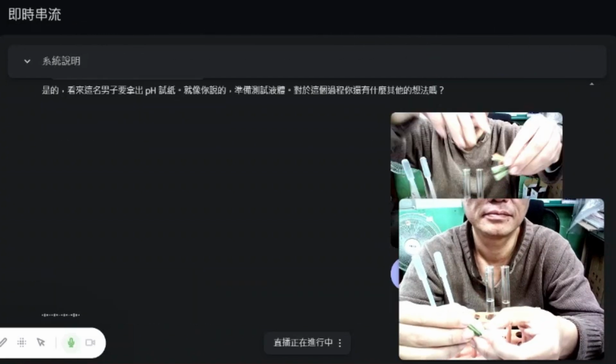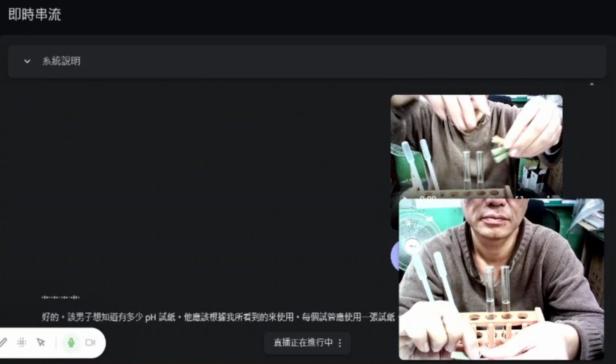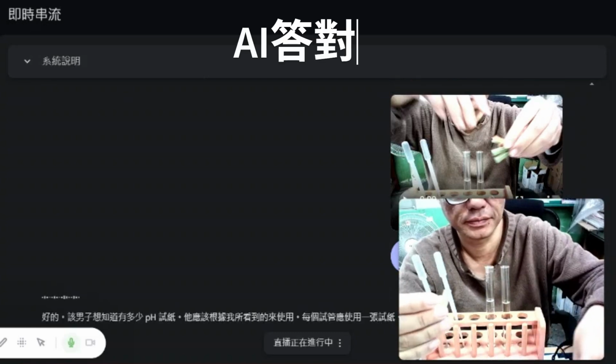Okay, the man wants to know how many pH strips he should use. Based on what I'm seeing, you should use 1 strip for each test tube. Do you have any other questions?